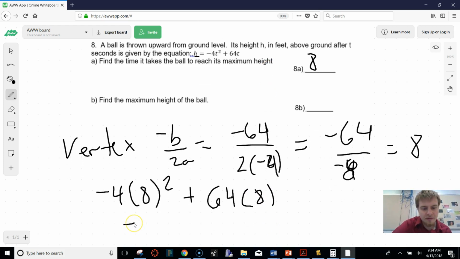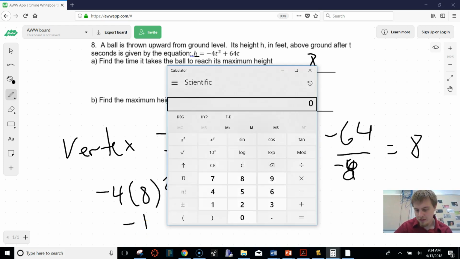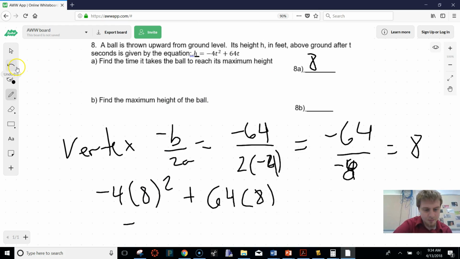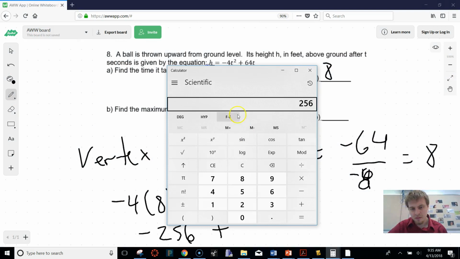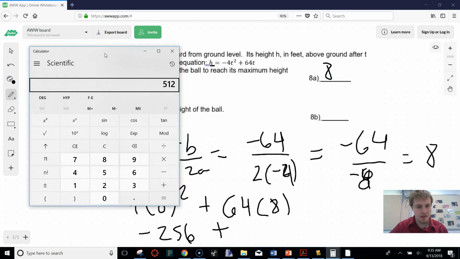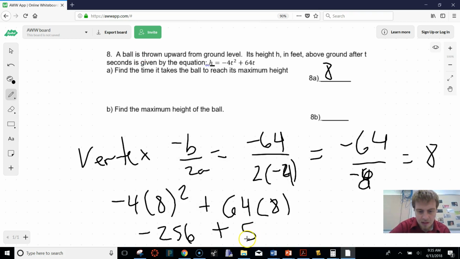So that's going to end up giving me negative, I should double check this, because that'd be 8 times 8 times 4, so negative 256. I think I checked. Whew. Sometimes it freaks out after you lose the pen. Plus, and I'm pretty sure that's 500 something, but we will double check again because I have been known to make mistakes. So 64 times 8. Yep, that's 512. And 256 minus 512 is going to give us 256.